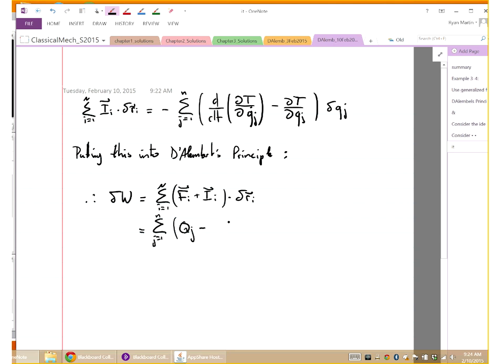So let me write that term in first. That's Qj minus d by dt of ∂T by ∂qj dot, minus ∂T by ∂qj, delta qj.